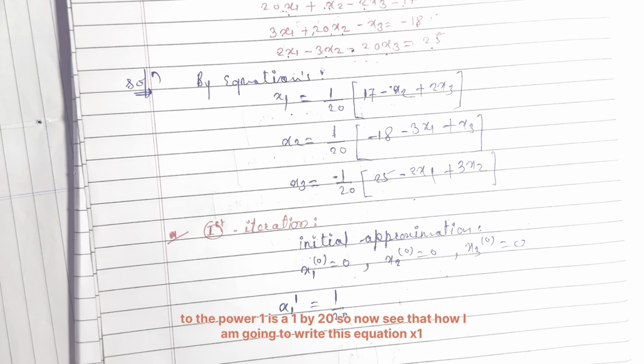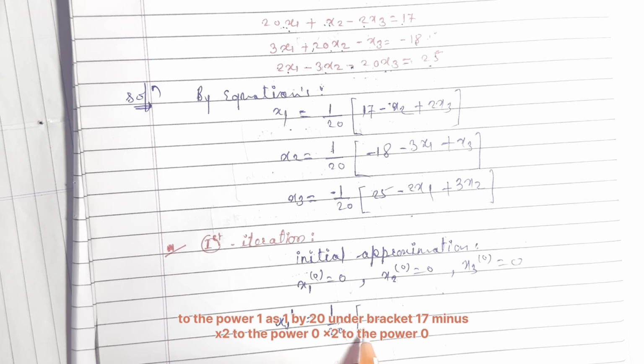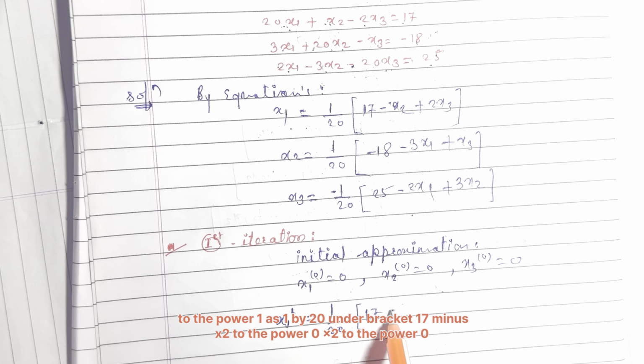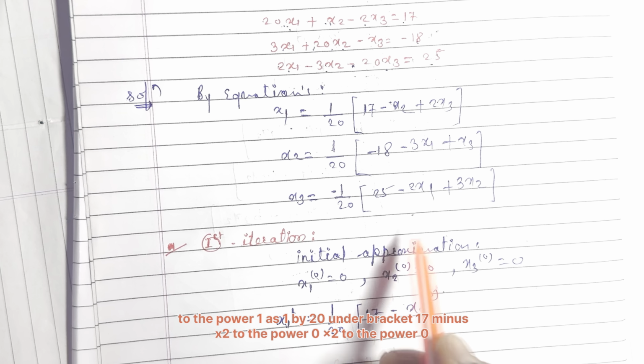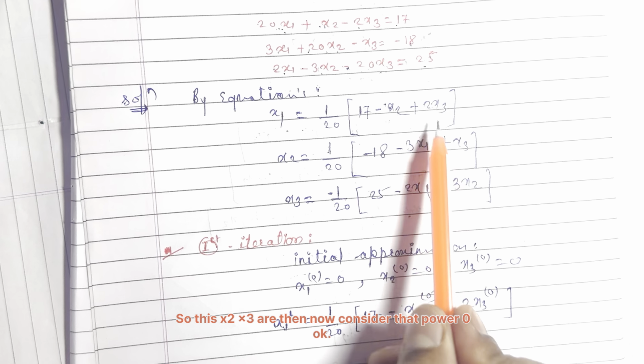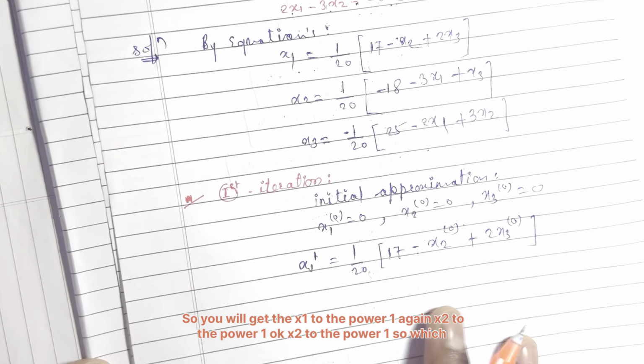Now see how I write this equation. x1 to the power 1 is 1 by 20, under bracket, 17 minus x2 to the power 0 plus 2 times x3 to the power 0. These x2 and x3 are considered at power 0, so you will get x1 to the power 1.